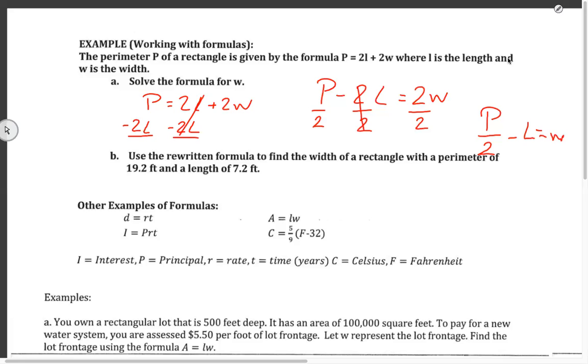So say you have a baseboard that you're running, and you know the width or length of your room, and you have to find the other dimension. So here all you're going to do is plug in 19.2. So we're going to do 19.2 divided by 2 minus my length, which is 7.2. And that's going to equal my width. So 19.2 divided by 2 is 9.6. Minus 7.2. Well, guess what? It actually turns out you're putting baseboard in your closet.